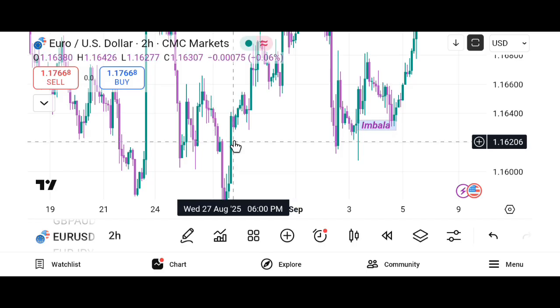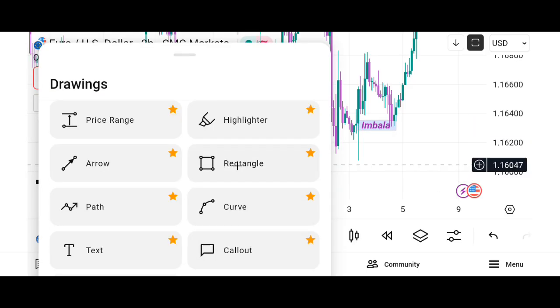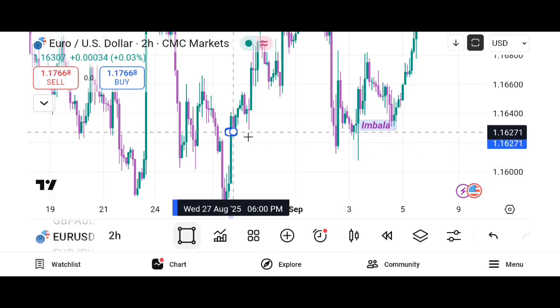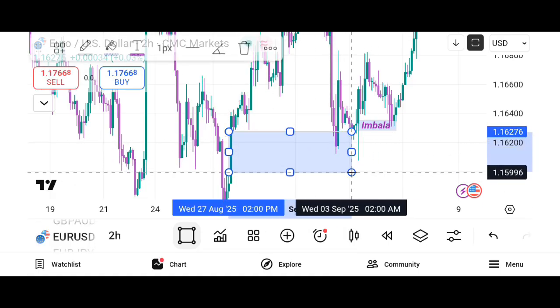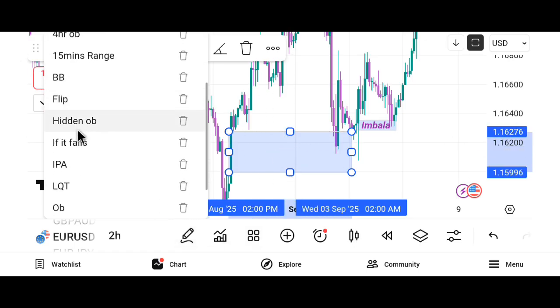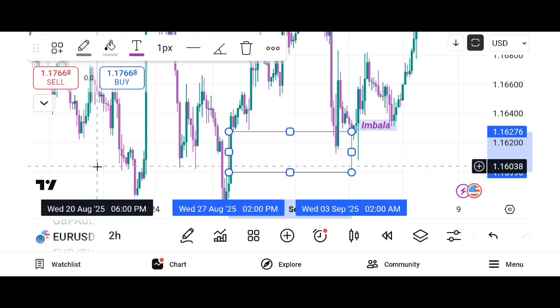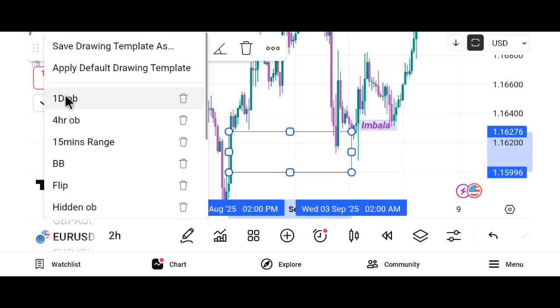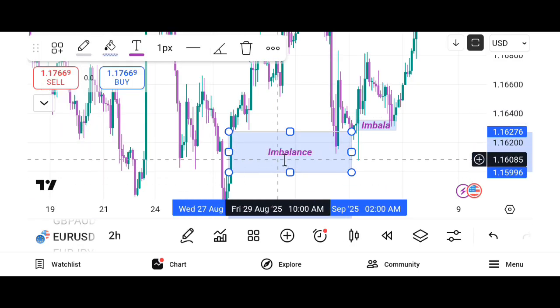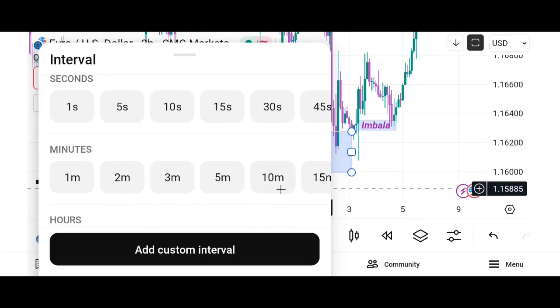So right here, we have a fair value gap. And on the lower time frame, you saw the other block. If you don't know what another block is, I have a video coming up on other block. And we saw the other block on 15 minutes time frame supported the price upward.